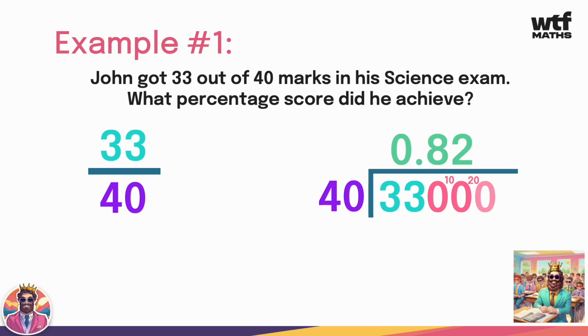So let's add another 0. How many times does 40 go into 200? It goes in 5 times. So finally, there's no more remainders, so we've got our answer of 0.825. And now all we have to do is times by 100 to get our answer. So if we move the dot 2 places to the right, we get 82.5%. So we took a fraction, we turned it into a decimal, and then we turned that into a percentage.